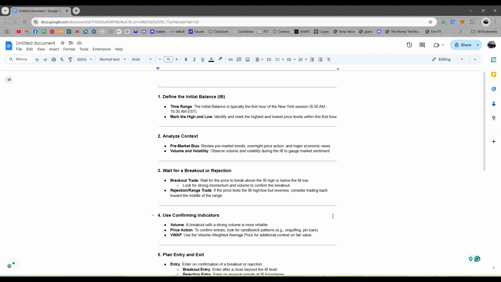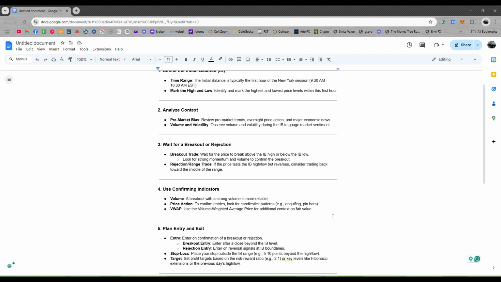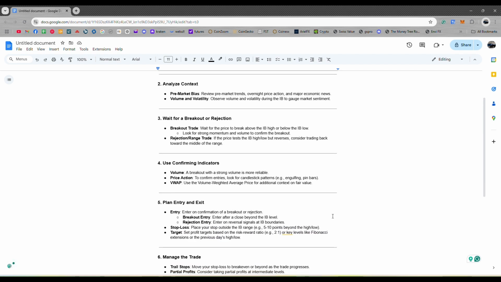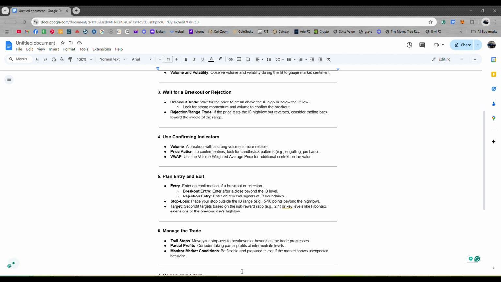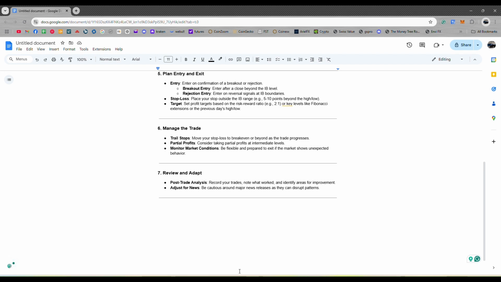Number 3, you could wait for a breakout or rejection. Breakout trades, I usually don't do. I'm trading the IBR levels. People trade the breakout and the rejection, but I'm just looking at the levels. A lot of people use volume and price action. I mainly look at the price action and the volume. I don't use the VWAP. I look at the 200. A lot of traders look at the VWAP.